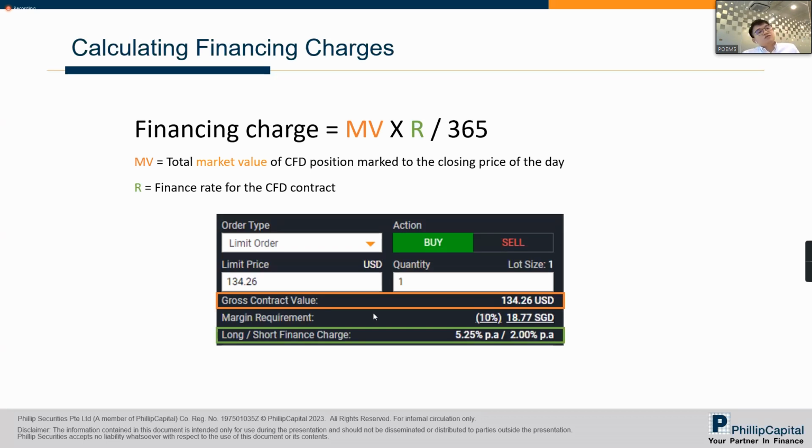Okay, let's go further into the financing charges, so you all understand how we calculate them. It uses the market value times the finance rate for the CFD contract, divided by 365. The MV, the market value, is the total market value of the CFD position marked to the closing price of the day. The finance rate is the finance rate for the CFD contract. What you can see is that the gross contract value is 134.26. Let's go to the next page.